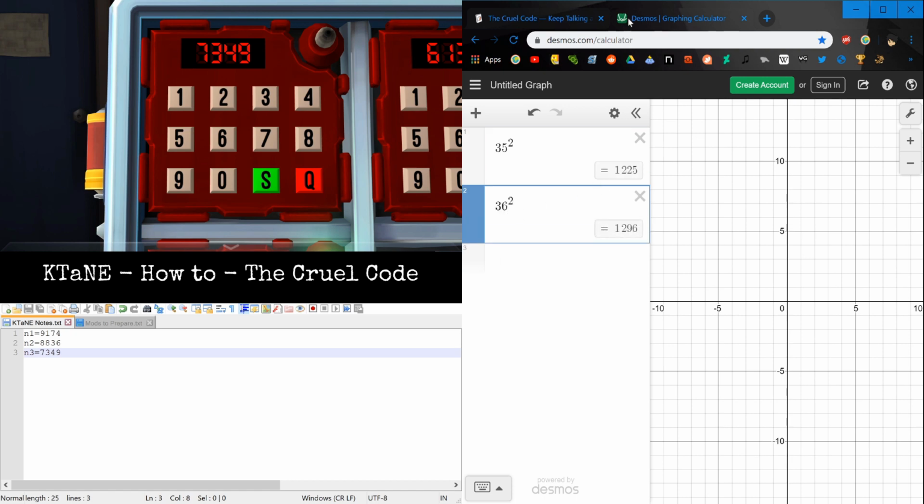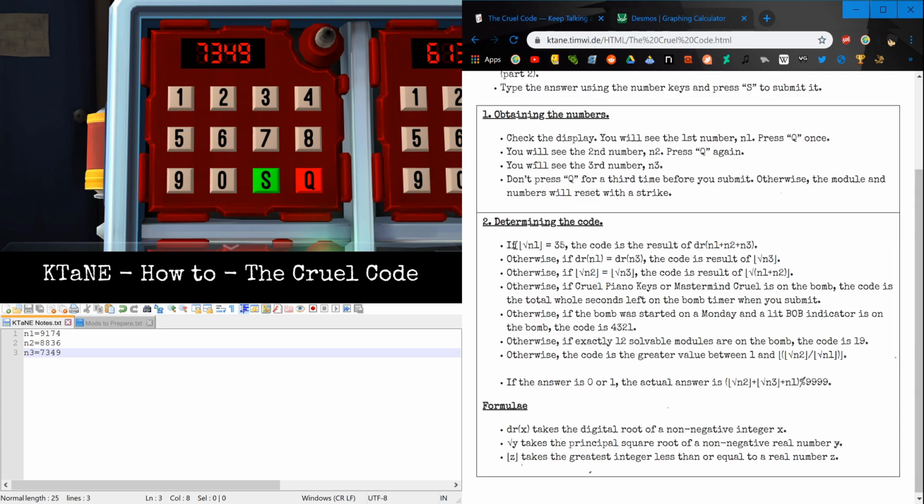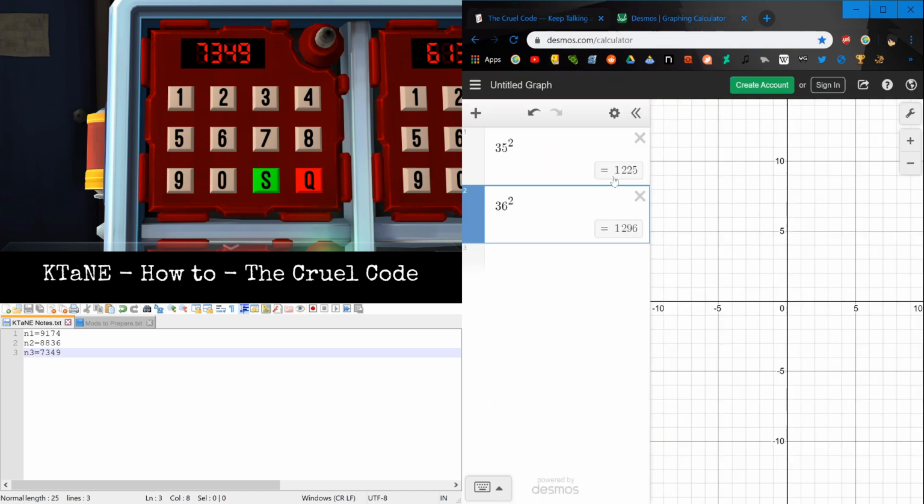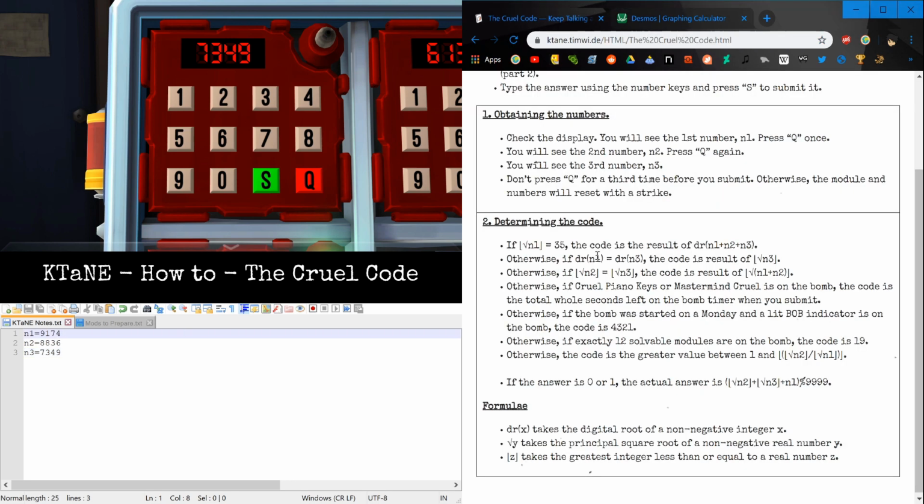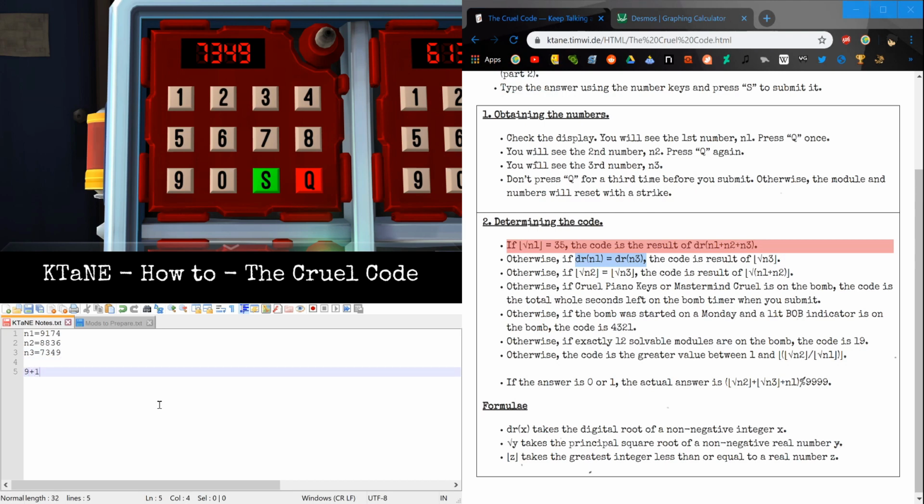So essentially, this first rule is saying if the number is between 1225 and 1295. In that case, it's not, so we move on. That's in case you don't want to calculate this number every time. Otherwise, if the digital root of n1 is n3, so we have 9 plus 1 plus 7 plus 4, and 7 plus 3 plus 4 plus 9. I can already tell right now that these numbers will be different, so no.